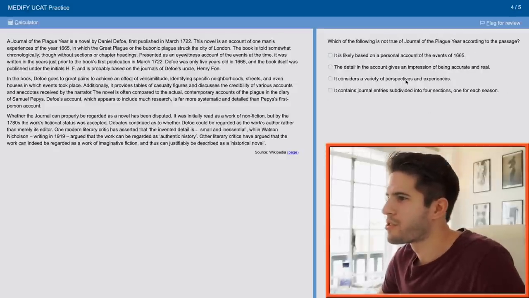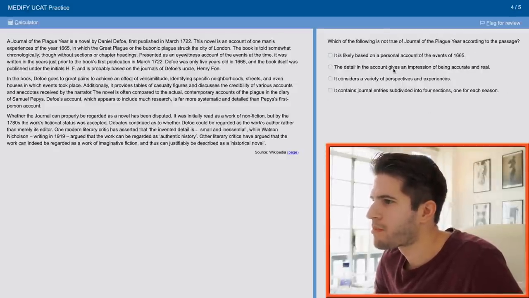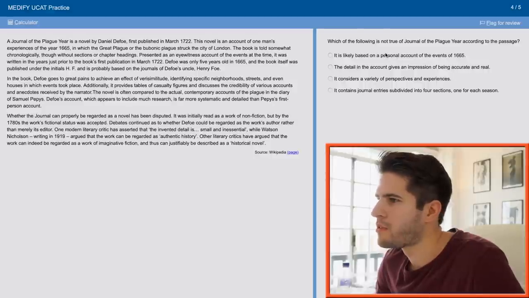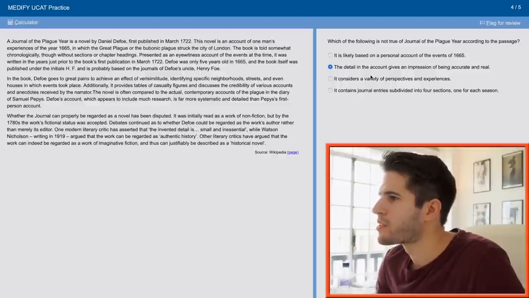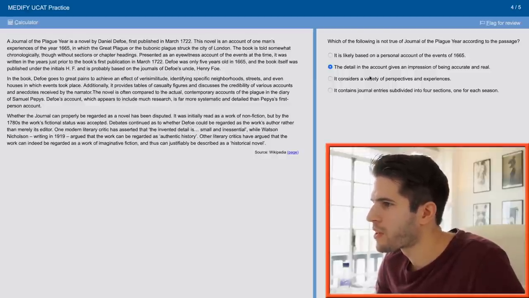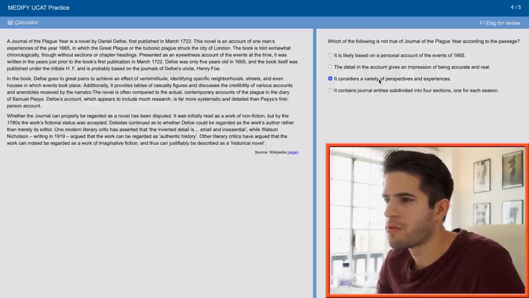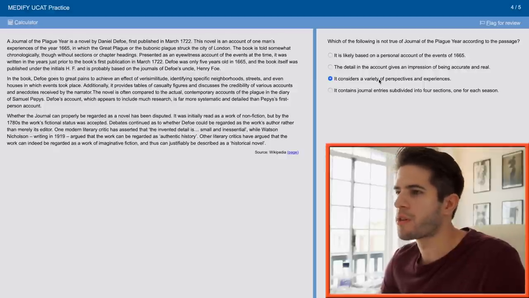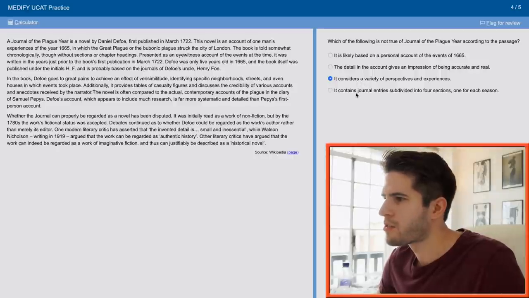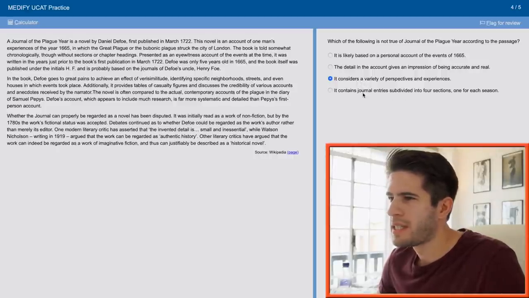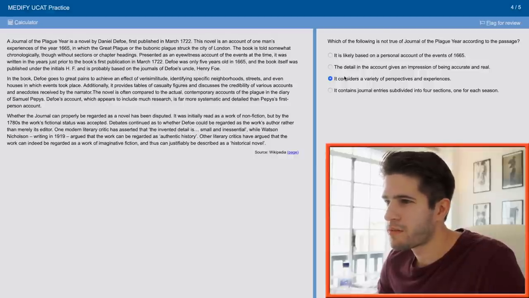Which of the following is not true of the Journal of the Plague Year according to the passage? It's based on a personal account of the events of 1665. Not true? This is true. The detail in the account gives an impression of being accurate and real. I'd say so. Eyewitness account, events at the time. Yeah, I'd say so. Oh, that says is not true. So that's false. It considers a variety of perspectives and experiences. No, it's only one man's experience, and we know that because we answered this already in the second question of this section. Contains journal entries subdivided into four sections, one for each reason. Let me see if I can quickly rule that out to be sure of my answer.